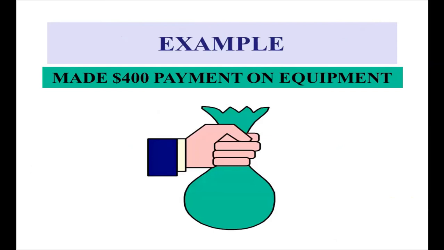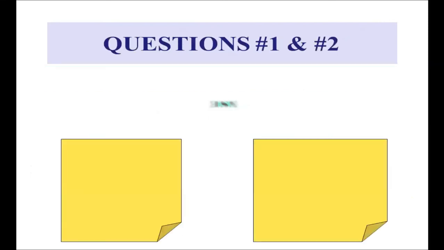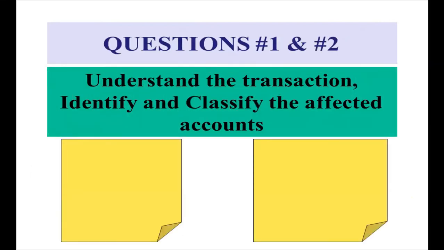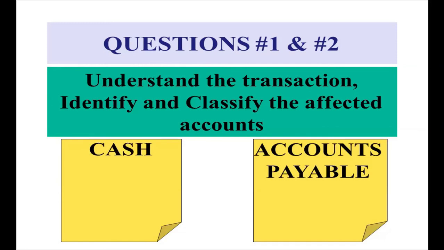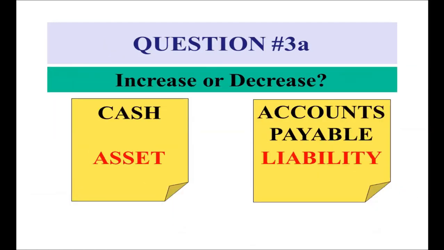So, for example, you made a payment on equipment of 400. For the first and second questions again, we need to understand the transaction, and identify and classify the affected accounts. So what are the affected accounts? We have cash and we have accounts payable. Cash is a type of asset, while accounts payable is a type of liability. In question number 3, what happened to our cash and our accounts payable? Does it increase or decrease?